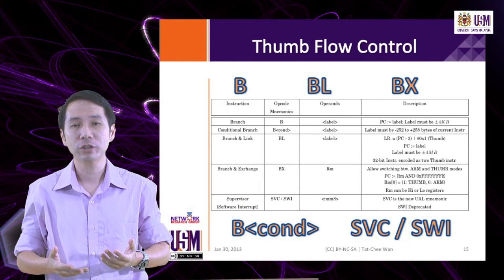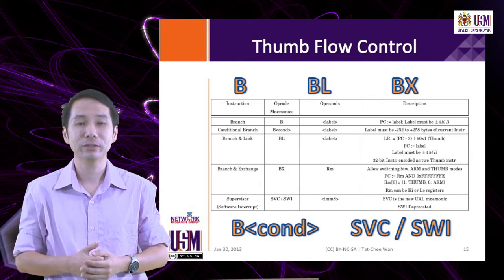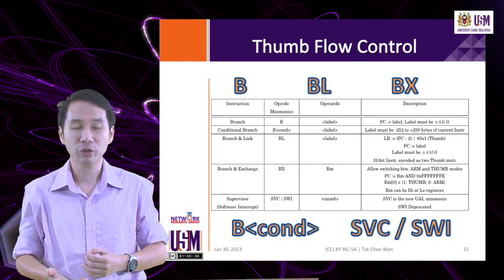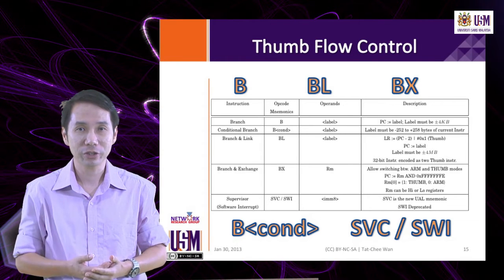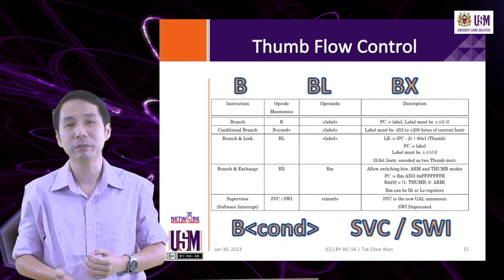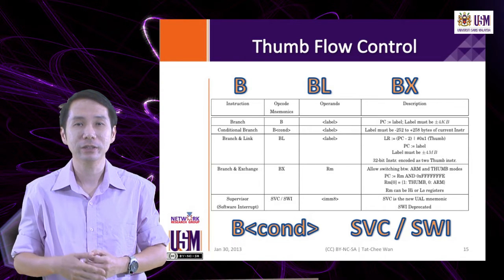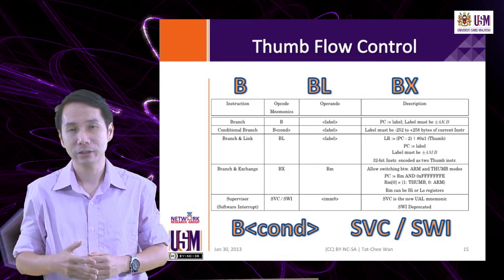Now the thumb flow control instructions are the only type of instructions that allow us to have conditional execution, which is a branch with condition. The other flow control instructions such as branch and link and branch and exchange, which is a new instruction used for switching between ARM and thumb mode, are unconditional. In addition, we still have access to the software interrupt or supervisor mode instruction.